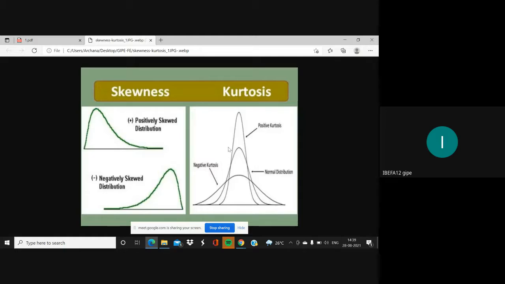But it's important to keep in mind that these first four moments help you describe your distribution a lot better compared to just looking at the first and second moments. Okay?